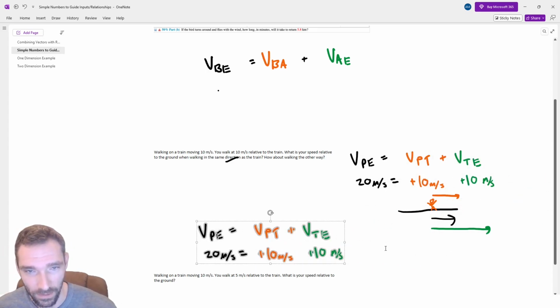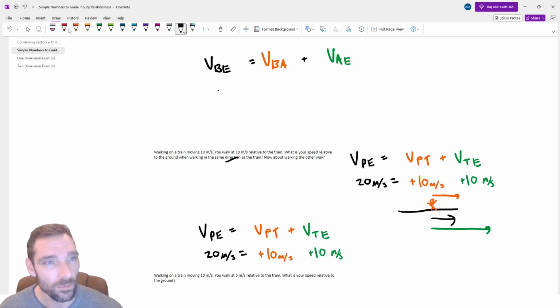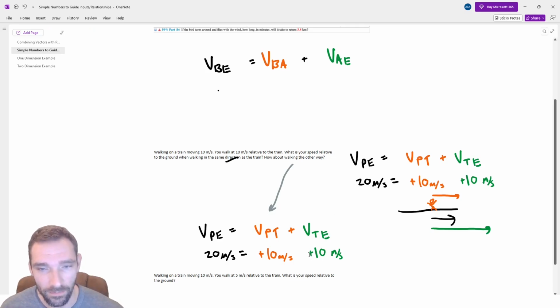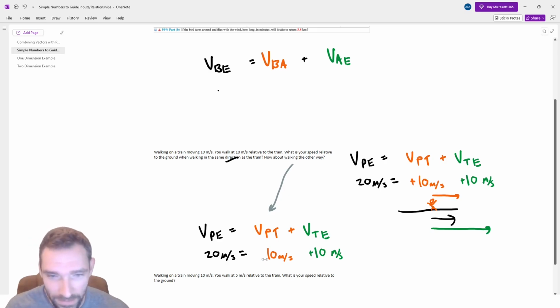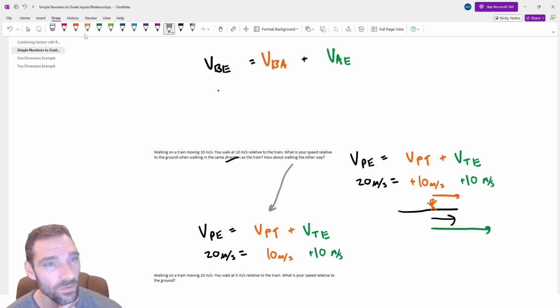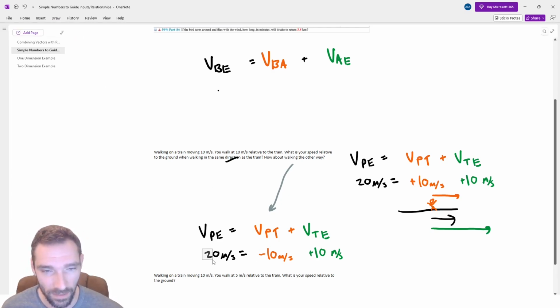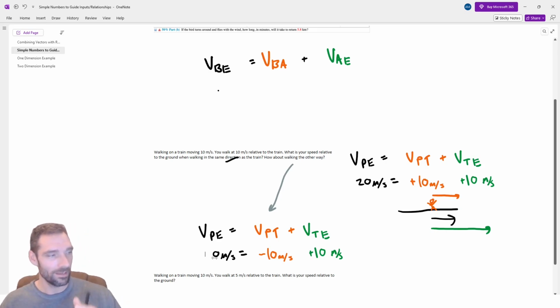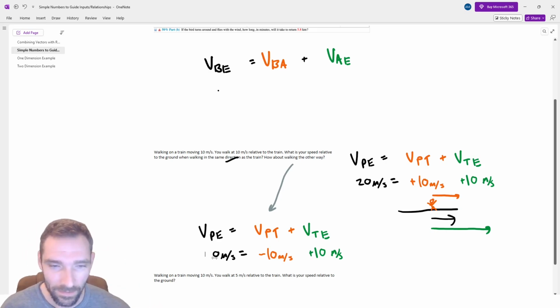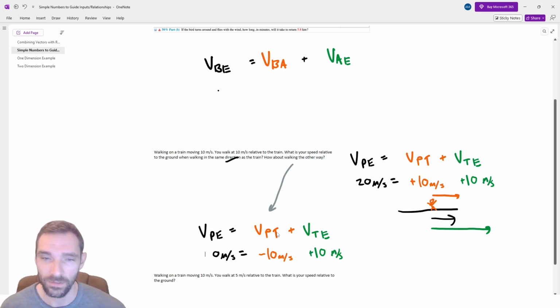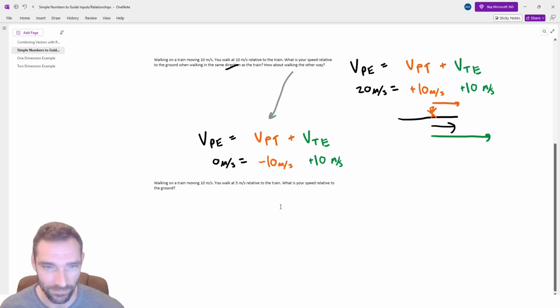So if we're doing this part B, if they're moving in opposite directions, then you're going to be imagining that either you're going in the negative direction or the train is going in the negative direction, one or the other, and these numbers cancel out. So if you're walking one way and the train's going the other way, someone looking at you from the ground might see you just standing still if you happen to cancel out. So that situation is how I like to think of these problems.